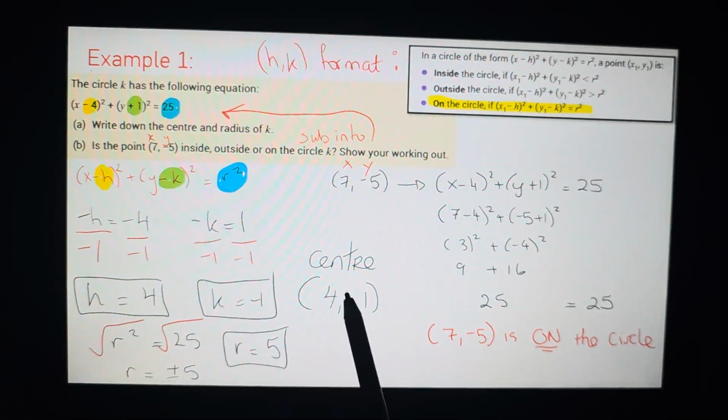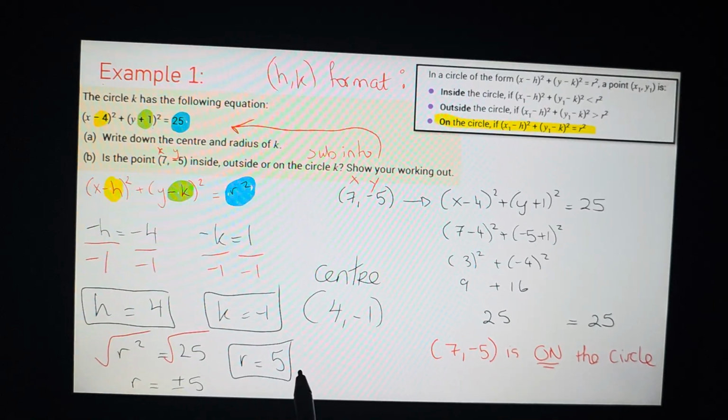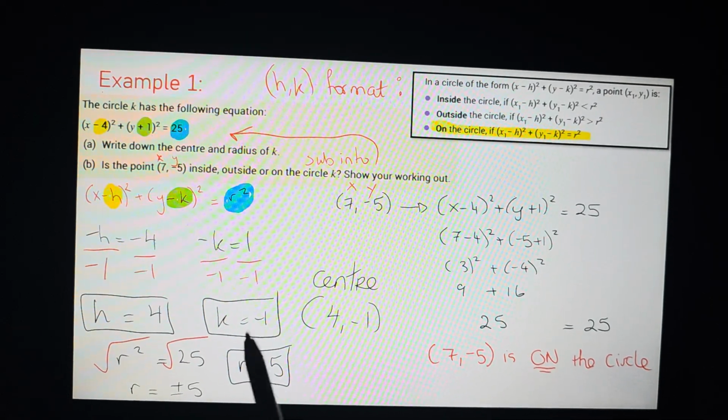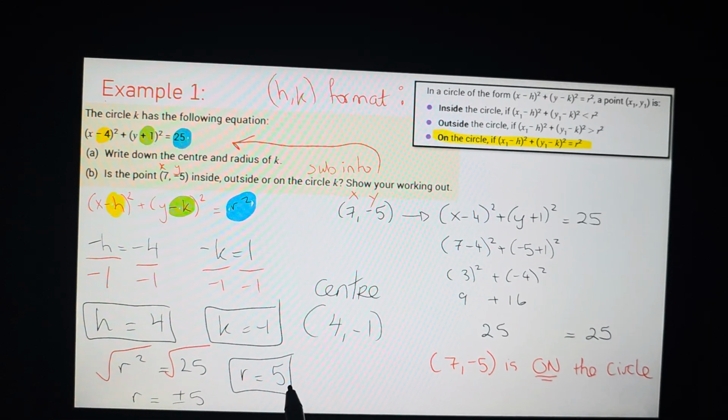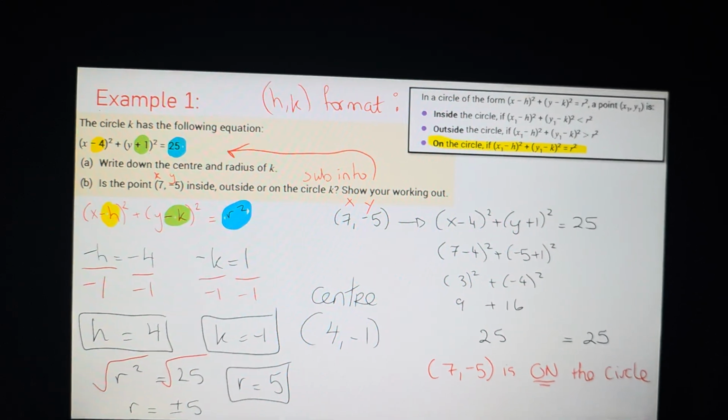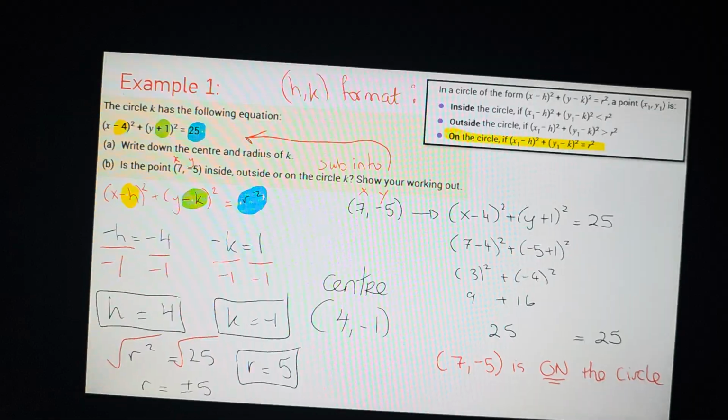If you got a distance from the centre to that point and it was greater than 5, that would tell you it's outside the circle. And if you got a distance from the centre to that point and it's less than 5, that would tell you that that point must lie inside the circle somewhere.